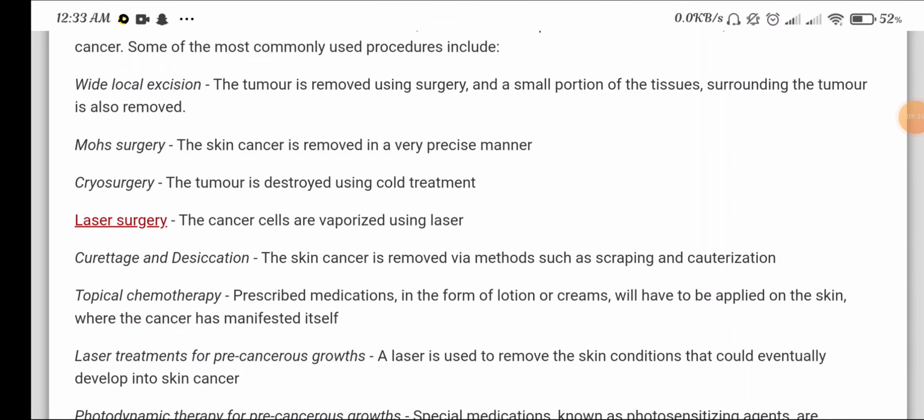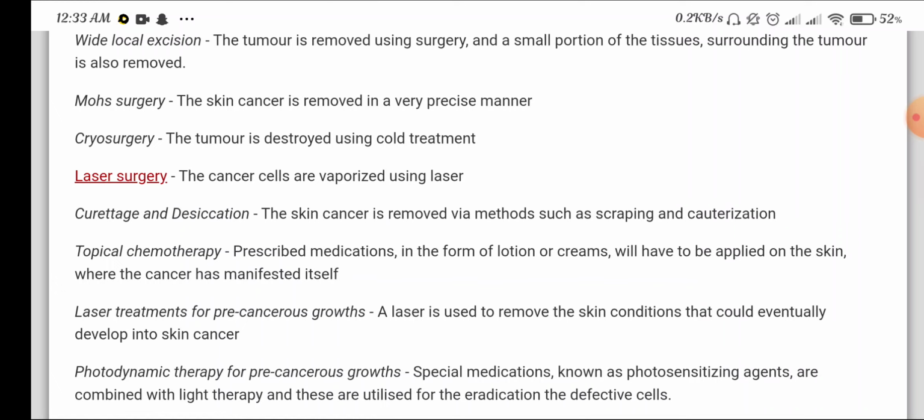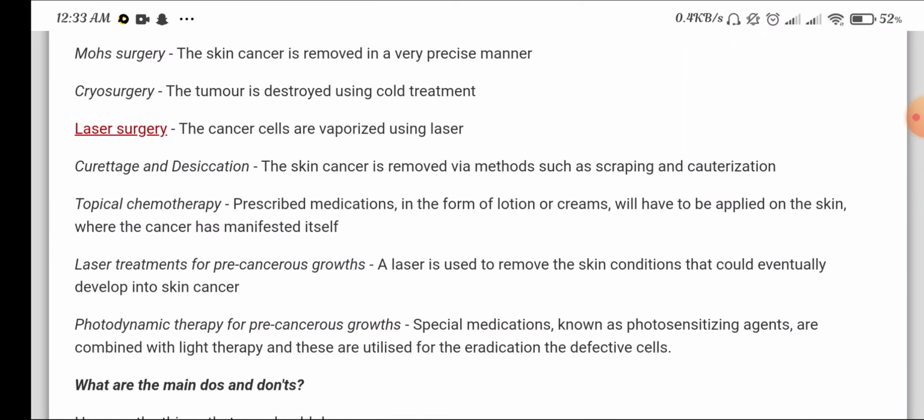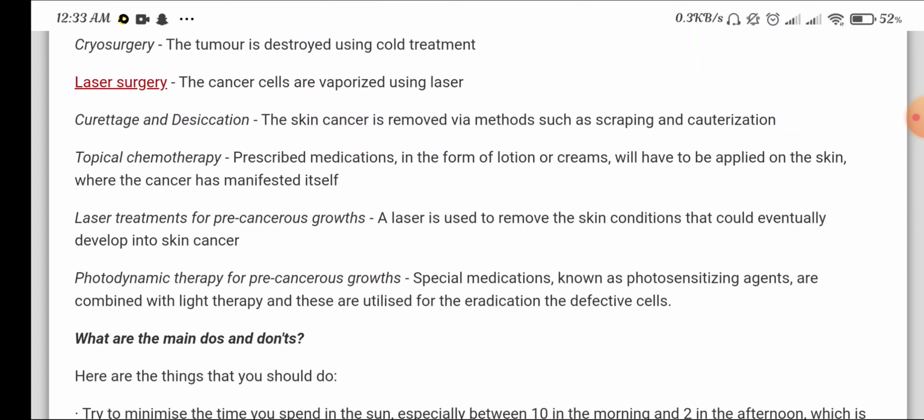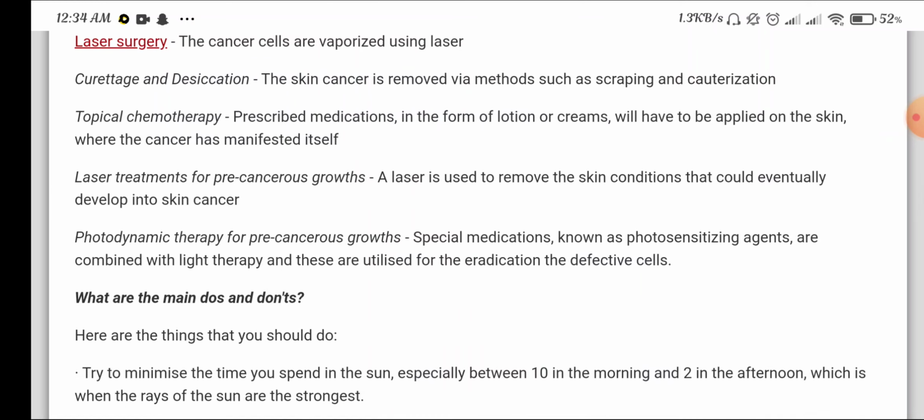Mohs surgery. The skin cancer is removed in a very precise manner. Cryosurgery. The tumor is destroyed using cold treatment. Laser surgery. The cancer cells are vaporized using laser. Curettage and desiccation. The skin cancer is removed by methods such as scraping and cauterization.